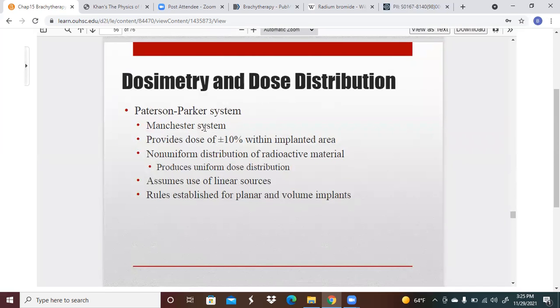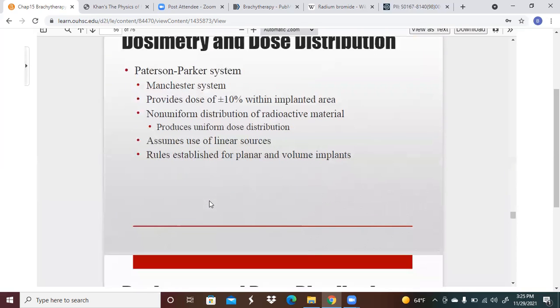So Patterson-Parker, also referred to as the Manchester system, as if you needed something else to remember. This provides a dose of plus or minus 10% within the implanted area. So you're achieving some sort of homogeny in the distribution. It's a non-uniform distribution of radioactive material. If you want the dose to be within plus or minus 10%, you're going to have to compensate in certain areas and not have it as strong in others.